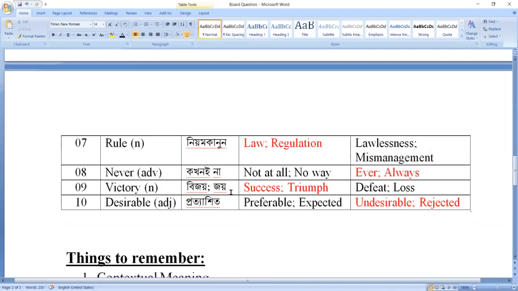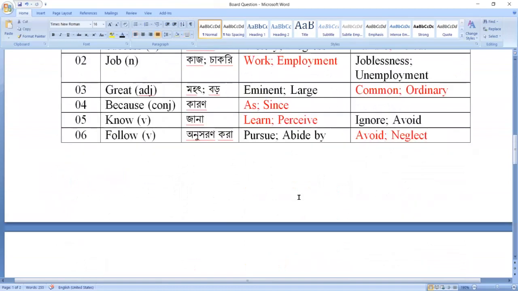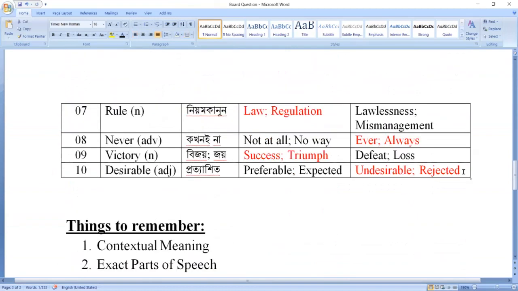Now victory is a noun. The synonyms of victory are success and triumph. The antonyms are defeat, loss, etc. But as we are asked to write down the synonym, we can write here success or triumph. Then the last word is desirable. It is an adjective. Here the synonymous adjectives are preferable and expected, and the antonymous adjectives are undesirable and rejected. As we are asked to write down the antonym of the word, we can write down either undesirable or rejected.